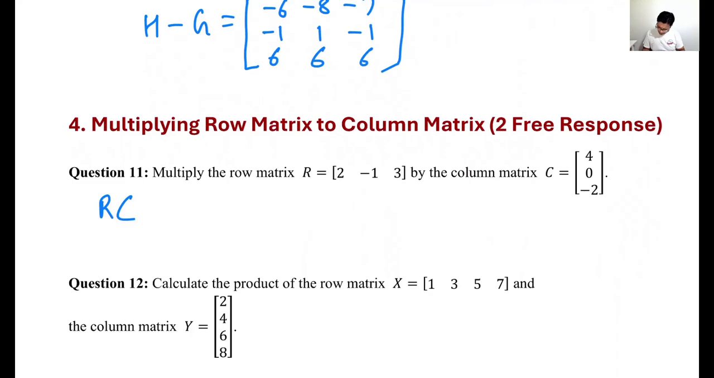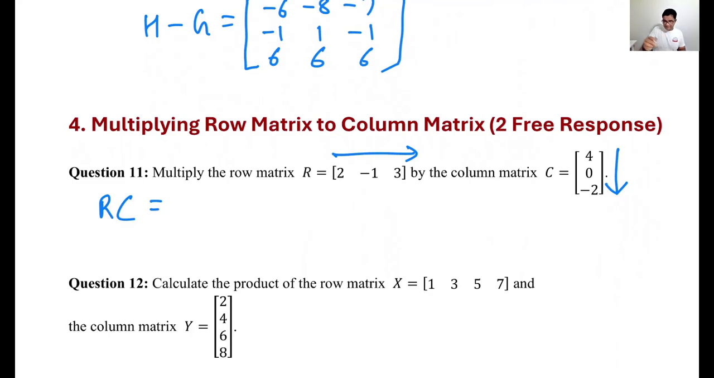Or can we do the other way also? R times C works. Does C times R work? That will be 3 by 1. Yeah, sorry, both of them will work. And I think it will be fun. We will do both of them. RC will be the row times column, right? That is how matrix multiplication is defined.